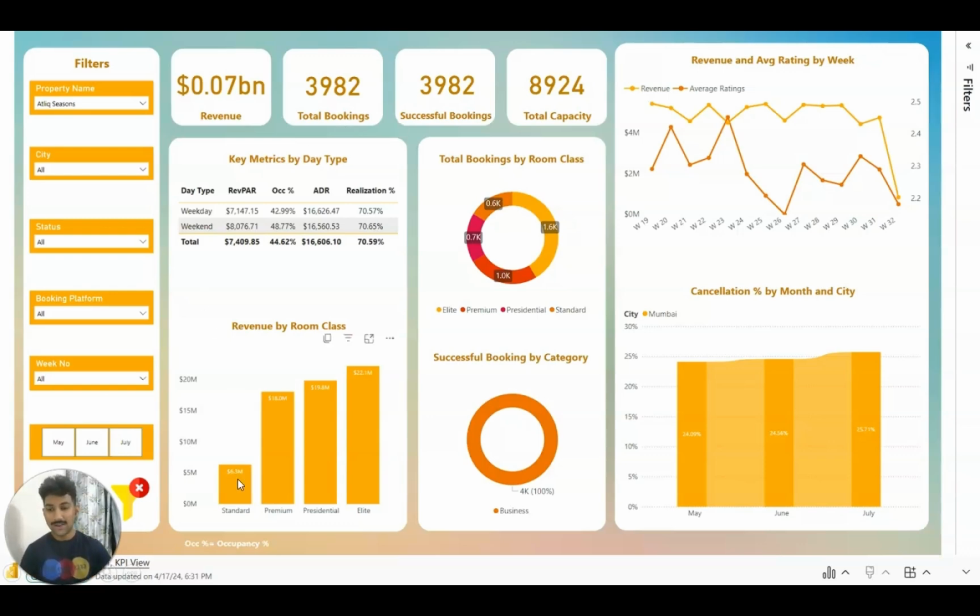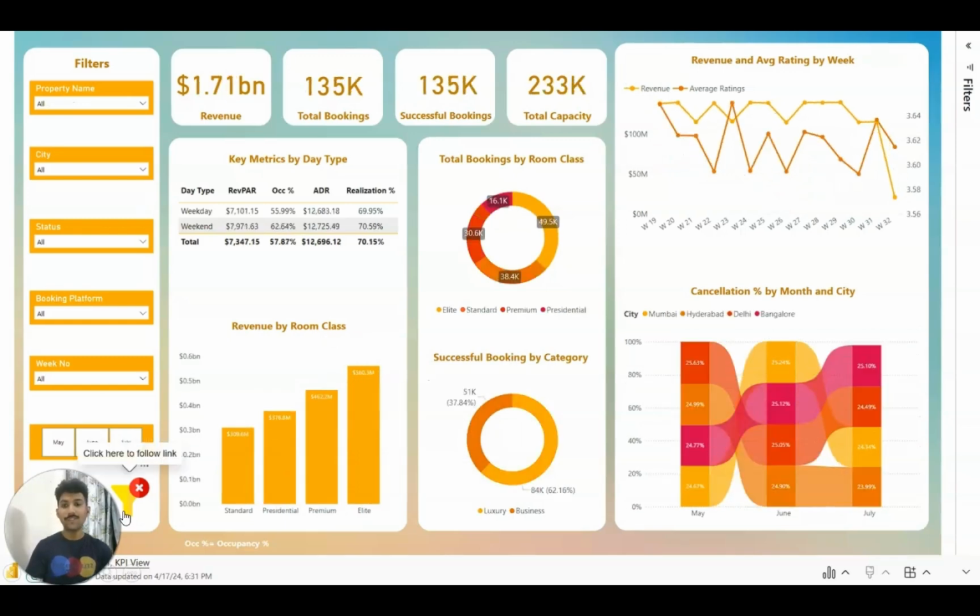Here you can see the standard rooms in Atlic Seasons only contribute 6.3 million. Then premium contributes 17.9 million. Then presidential 19.8 million, and then elite class 22 million. Now we can infer why standard rooms in Atlic Seasons are performing the least. What are the elite rooms doing that the standard rooms can't? And what are the standard rooms lagging that the elite rooms have? So that's how we can use this visual.